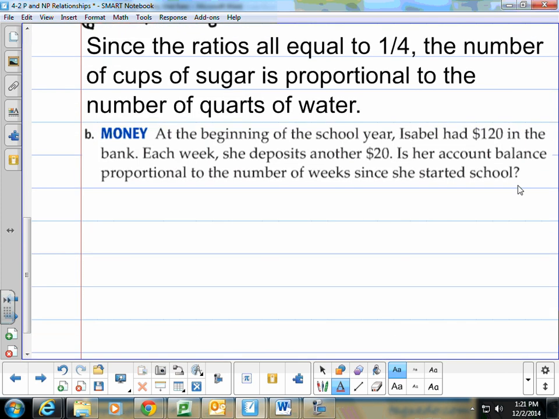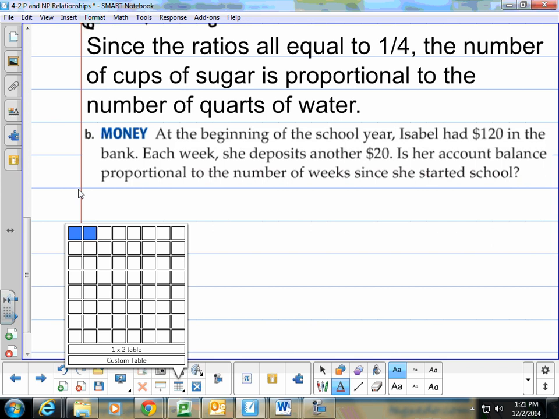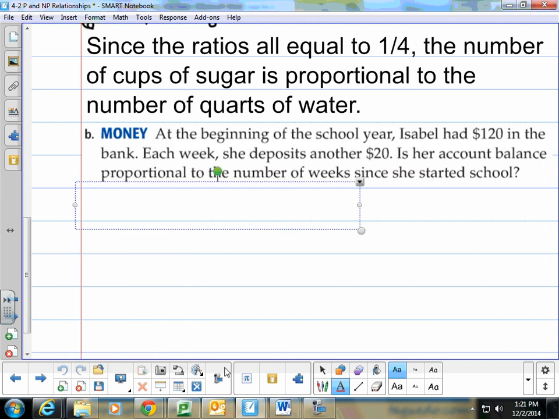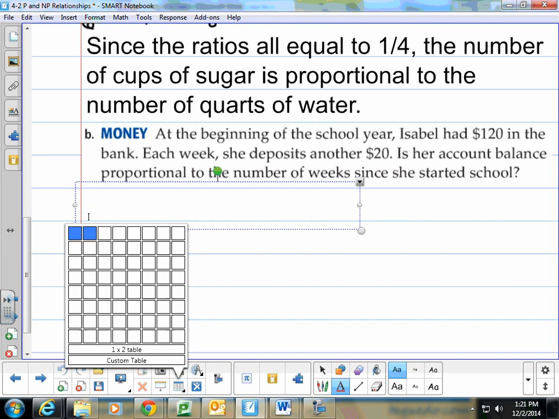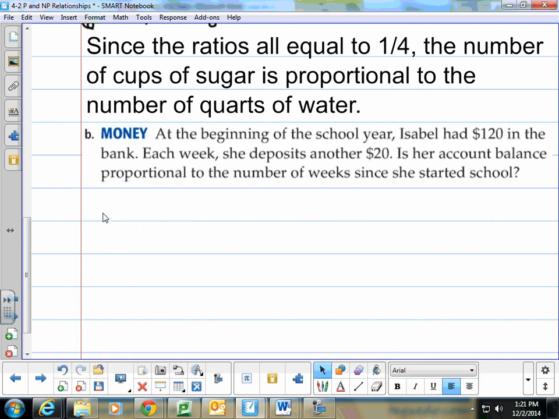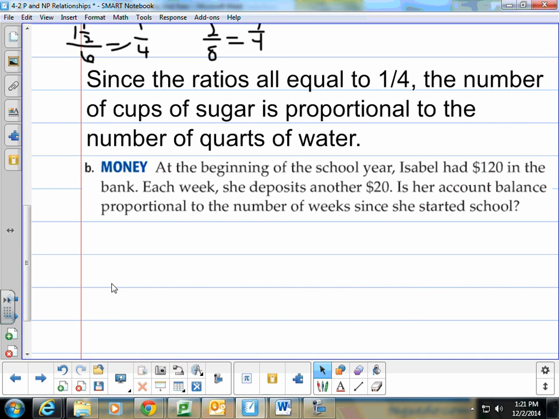Last one. At the beginning of the school year, Isabel had $120 in the bank. Each week she deposits another $20. Is her account balance proportional to the number of weeks since she started school? So I could make a table here to show the comparison of time to, did it go anywhere? It's not working. To show the comparison of time to the balance she has.